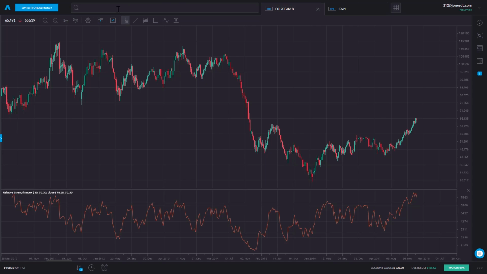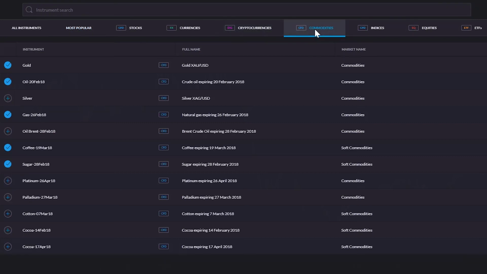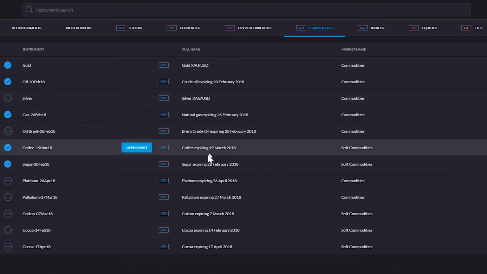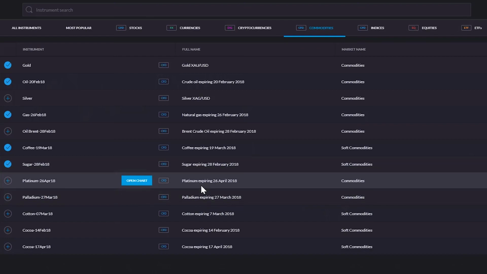We're on the platform now. The easiest way of finding them, if you go to the search box at the top, you can see we can actually specify just commodities by clicking here. So here we go. Gold, oil, silver, natural gas, Brent, coffee, sugar, platinum, and so it goes on. So let's take a look at some of these markets.